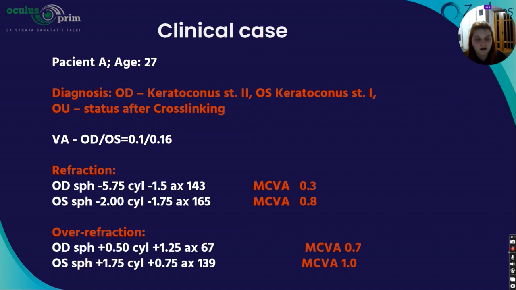Next patient, A, age 27, diagnosed with keratoconus stage 2 in the right eye and keratoconus stage 1 in the left eye, both eyes status after cross-linking. Initially, the visual acuity was 0.1 and 0.16. With optical correction, maximum corrected visual acuity reached 0.3 and 0.8, whereas with the lens, the maximum visual acuity reached 0.7 and 1.0.